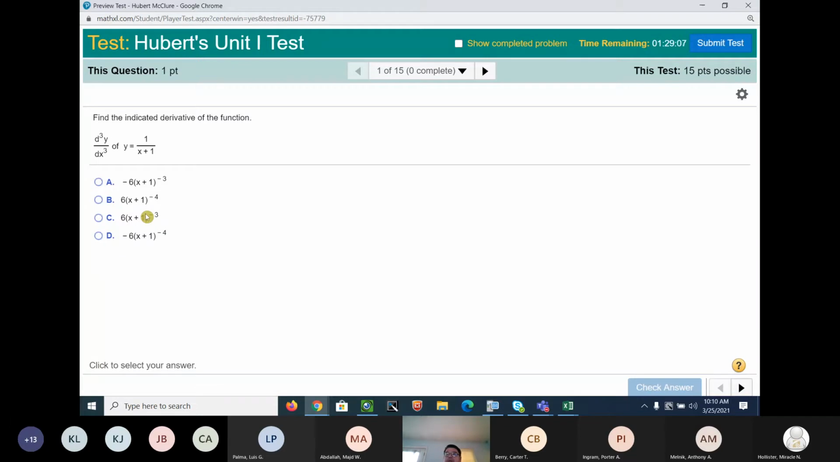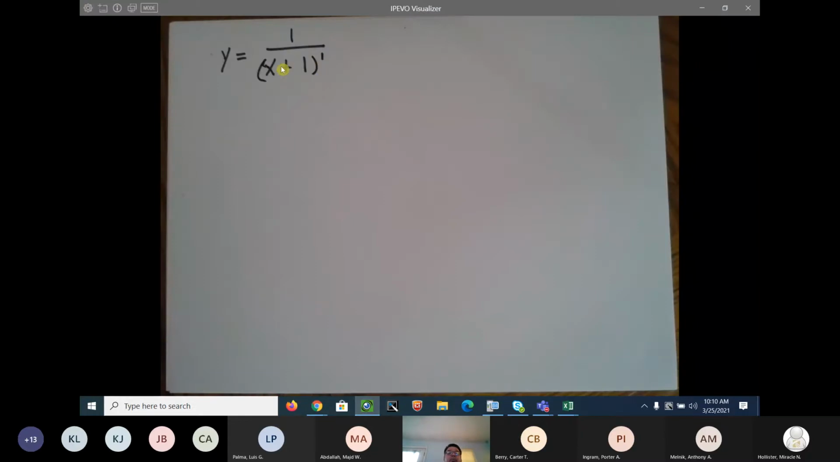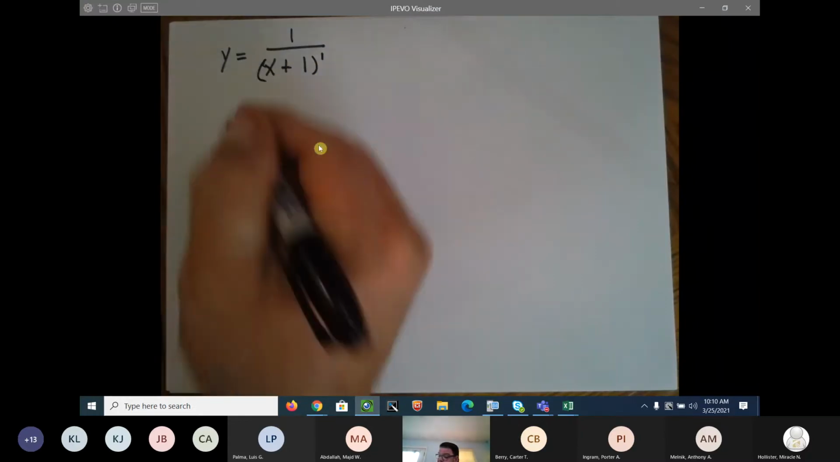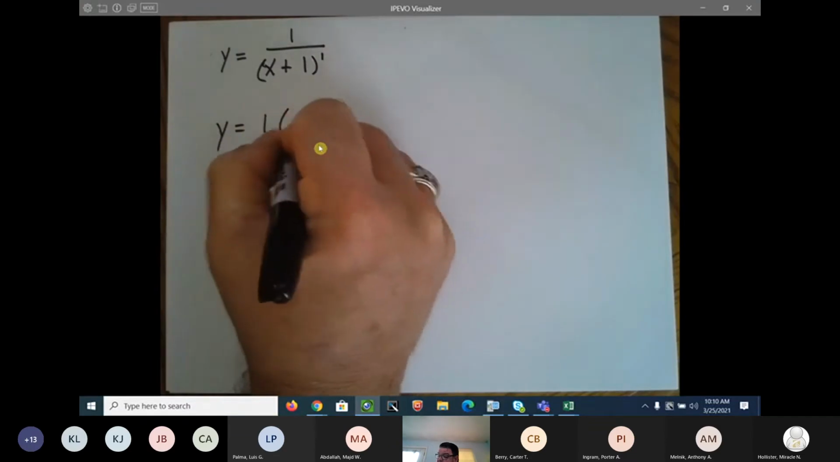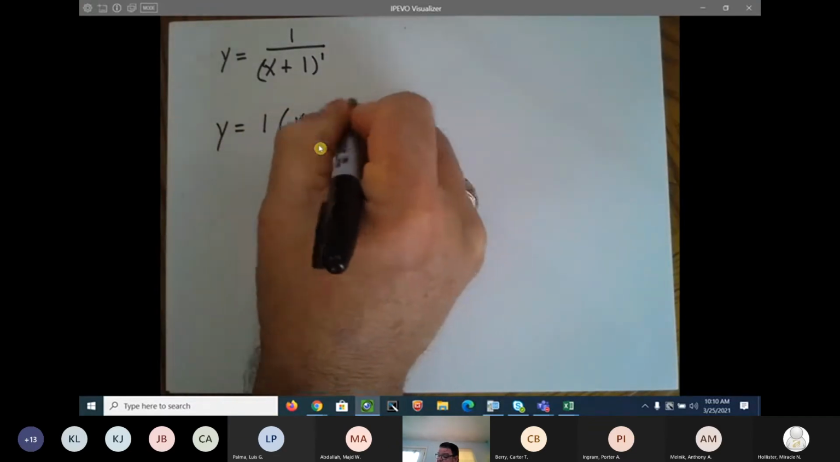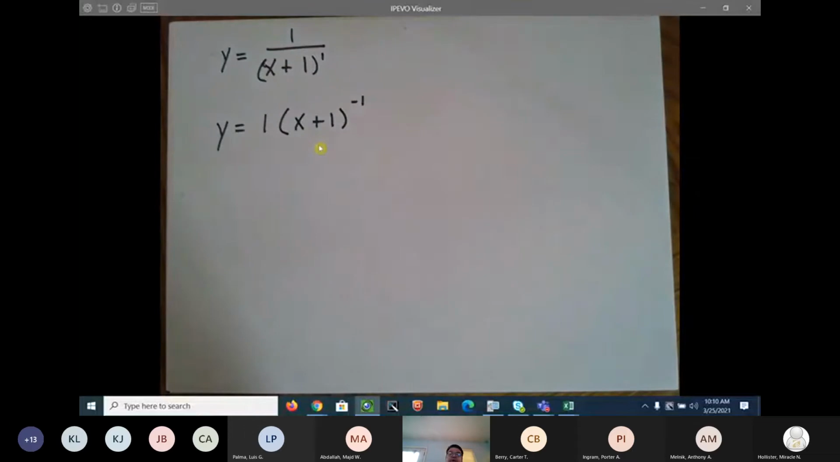Moving everything to the numerator. Exactly. If that is to the first power, what am I going to do to that bottom? I'm going to move it up, and that's going to be y is equal to 1 times x plus 1 to the what? Negative 1.